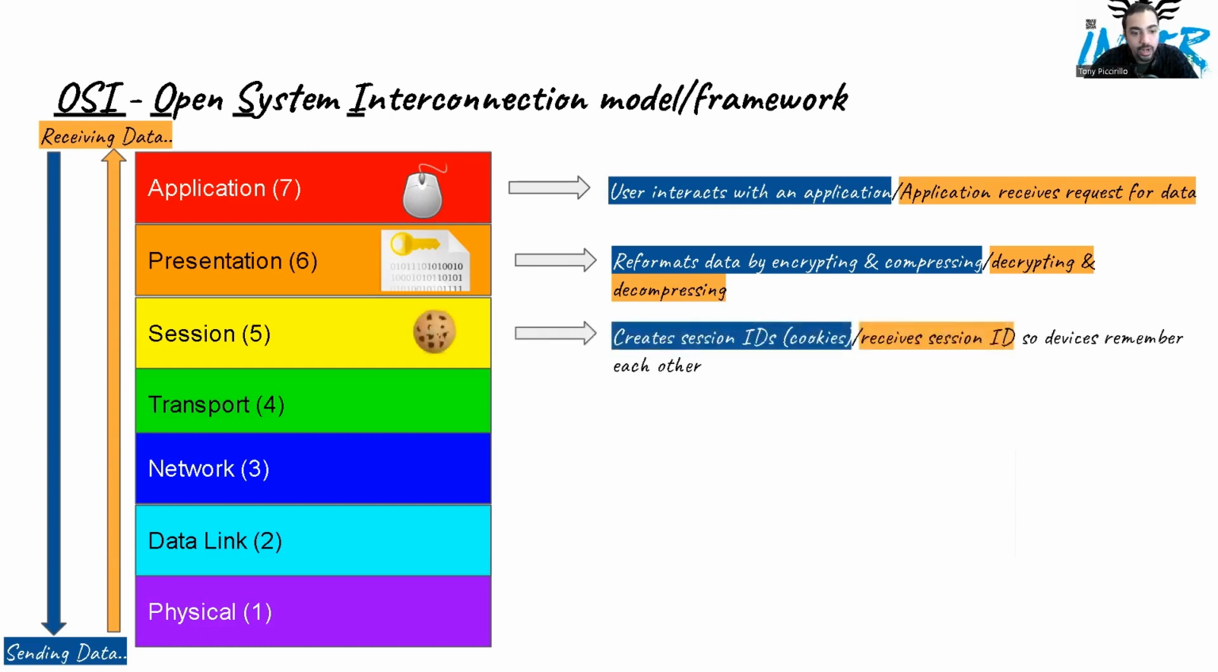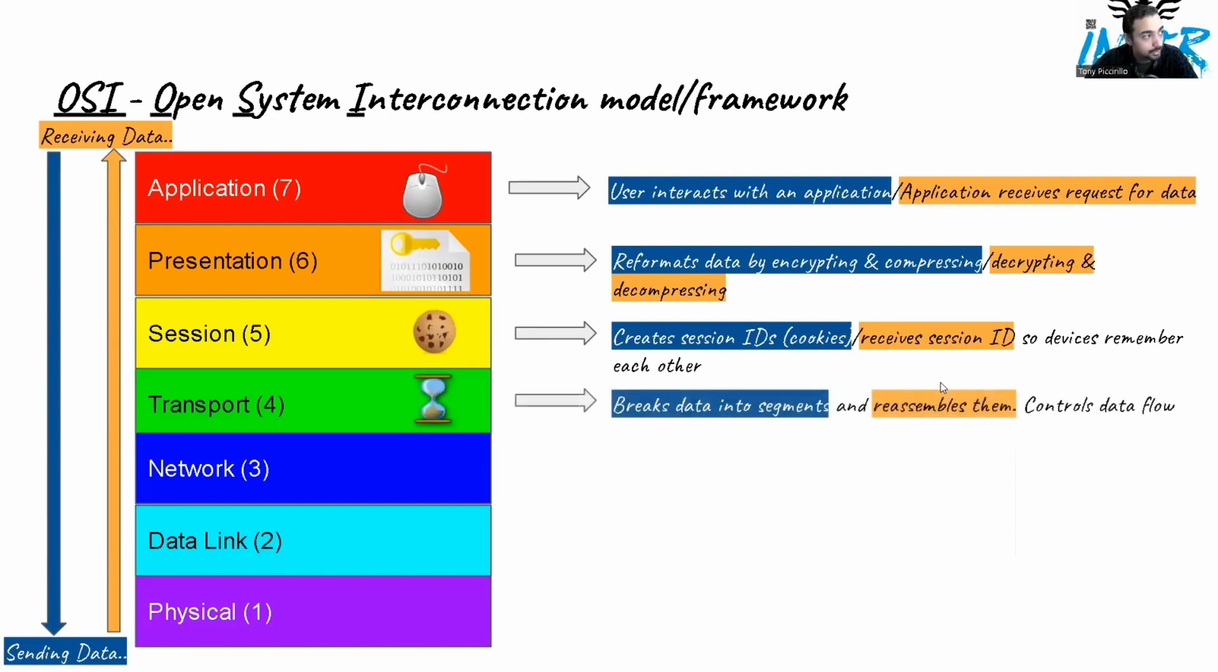The session layer is where session IDs or cookies are created so the communicating devices remember each other. If you're receiving data, this is where the session ID is received and used each time data is sent. It's like a secret passcode between devices that lets them know they're still talking to the right person in a conversation. The transport layer is where data is broken down into segments when sending data and reassembled when receiving data. This layer is like the traffic controller of the network, making sure data flows smoothly.